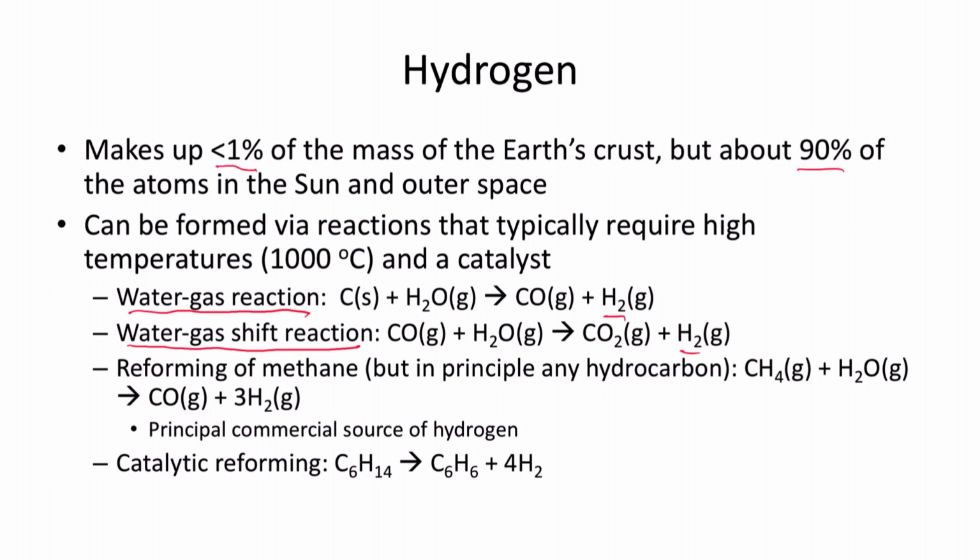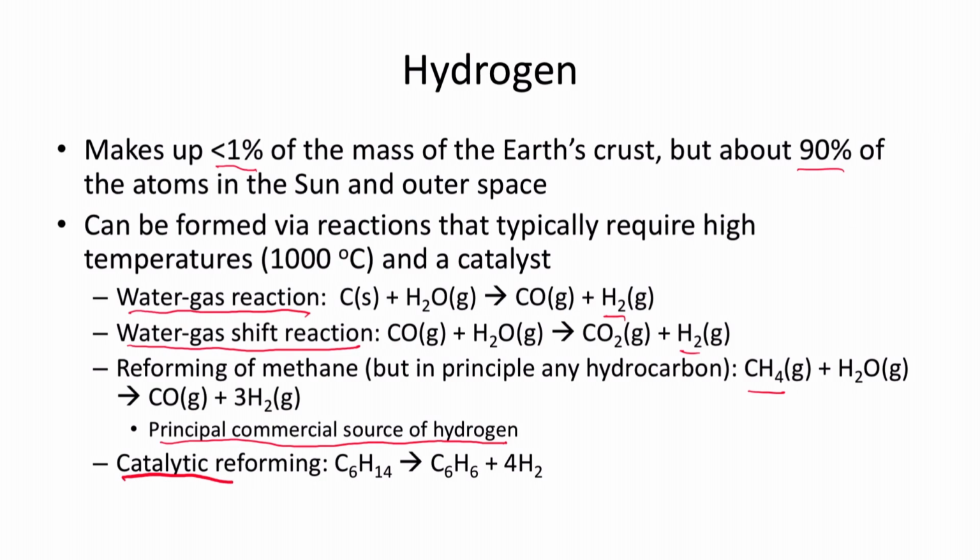and hydrogen. I can also create hydrogen by something called a reforming reaction of methane. Could be any hydrocarbon actually, but methane is a good example. So if I take methane gas and add H2O, I can convert it to carbon monoxide and H2. This is actually the principal commercial source of hydrogen, meaning that most of the hydrogen on Earth that's produced is produced via this one reaction.